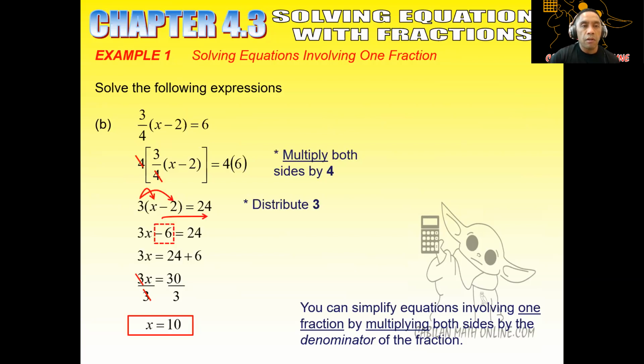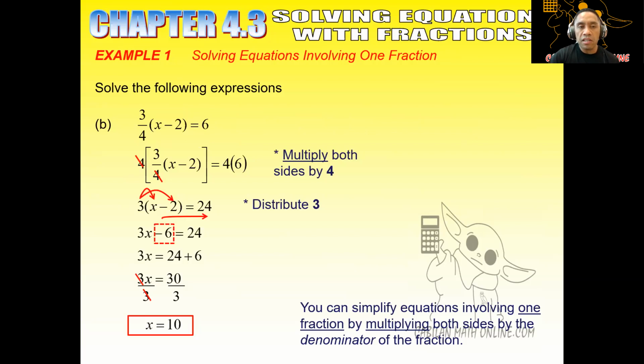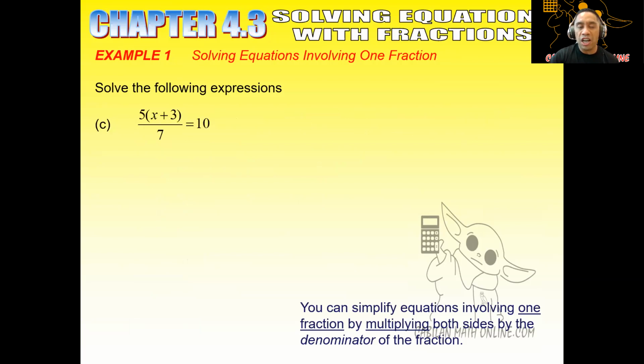All right, now this question here and this next one, believe it or not, are the exact same thing. The only difference with this one here is how it's written. Okay, but you're going to see that even though this question here and this question here look different, the approach is exactly the same. So with that said here, notice that the denominator here is 7. So guess what? We're going to multiply both sides here by 7.